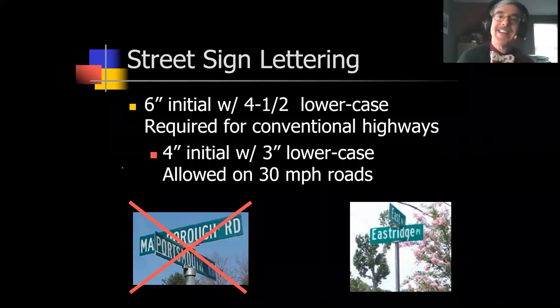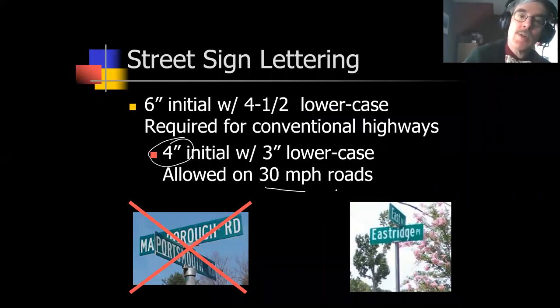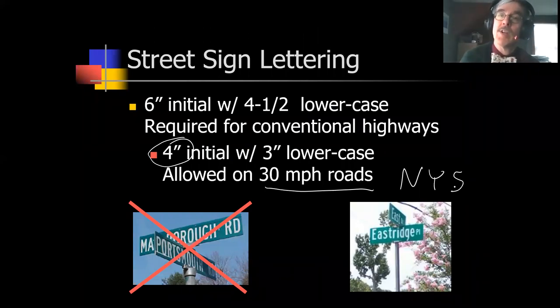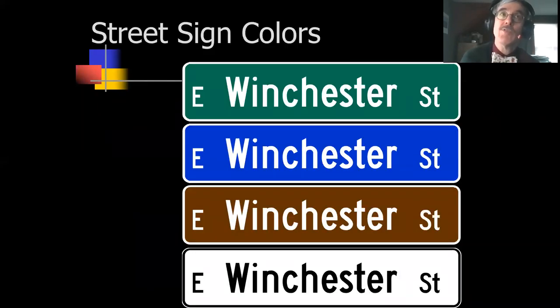Where can you use them? Essentially, a 4-inch font is allowed on 30 miles an hour roads here in New York State. If you're not in New York State, that number is 25, for those of you who may have called in from another state. Again, check with your own state supplement, it might be different. But here in New York, it's 30 miles an hour. No block lettering, and the reason is it's easier to read. The colors should be either white on green, white on blue, white on brown, or black on white. We didn't want these odd colors. Now, have I seen some that I think look pretty cool? Yeah, I have, but we had to put the standard in because people were putting up some really odd things.